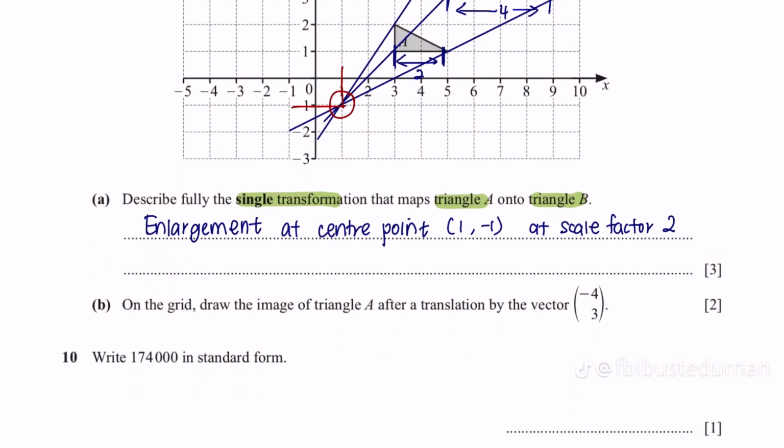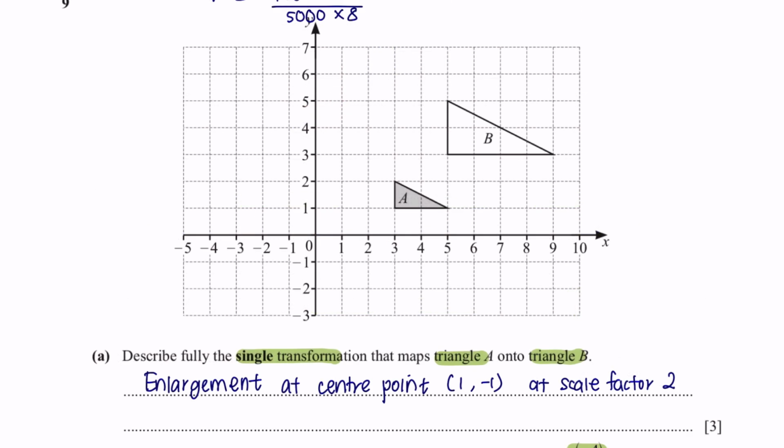Next, question B. On the grid, draw the image of triangle A after a translation by the vector (-4, 3). Translation means we just have to move the triangle. The number at the top represents the x-axis and the number at the bottom represents the y-axis. Since this is a negative value, it tells us that it has to move 4 boxes to the left. So let's take only 1 point and move it 4 boxes.